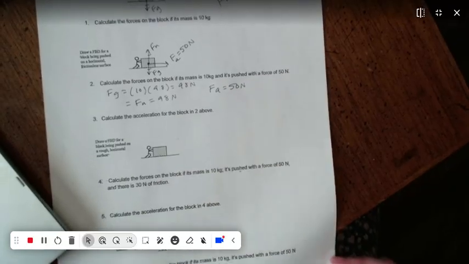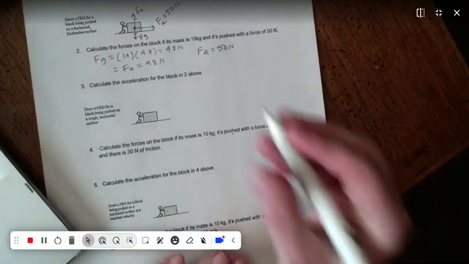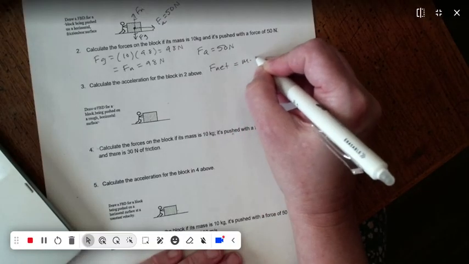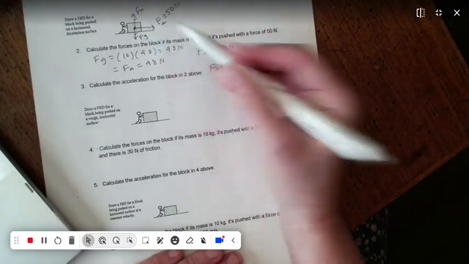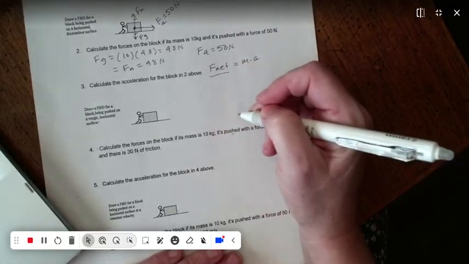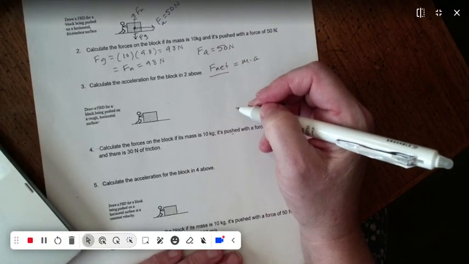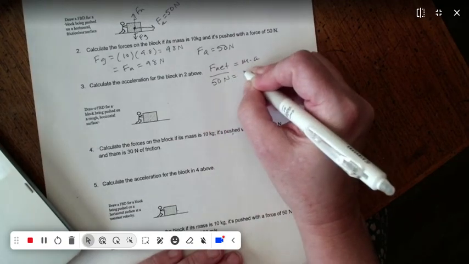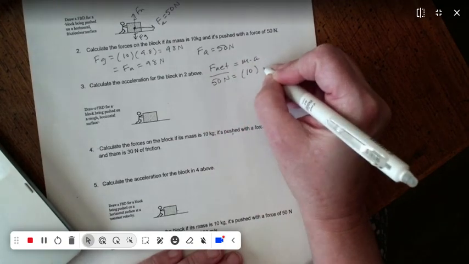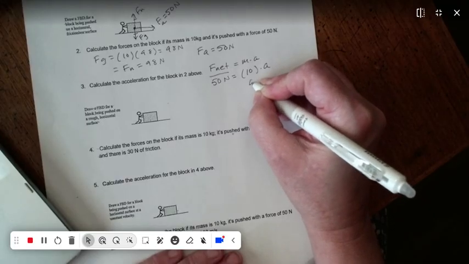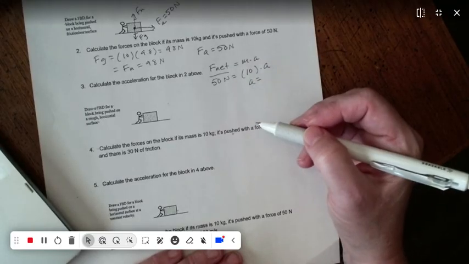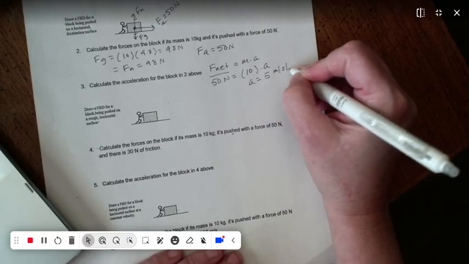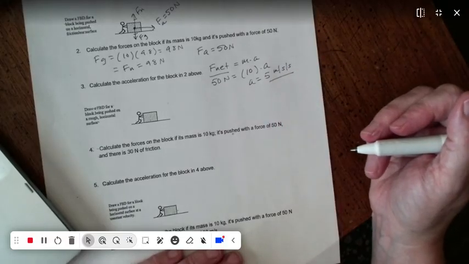What is the acceleration for the block? Well, I can use F net equals m times a. In the case of this block, F net is 50 newtons because that's the only force that's causing it to accelerate. So 50 newtons equals 10 kilograms as my mass times acceleration. So I'm going to do 50 divided by 10. I get 5 meters per second for my acceleration.